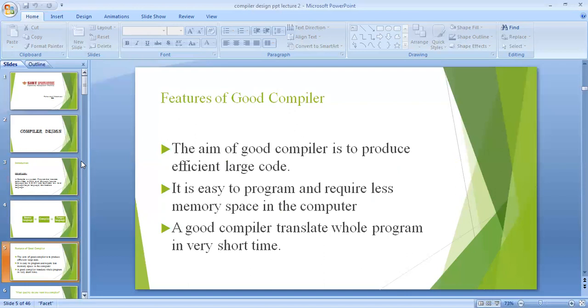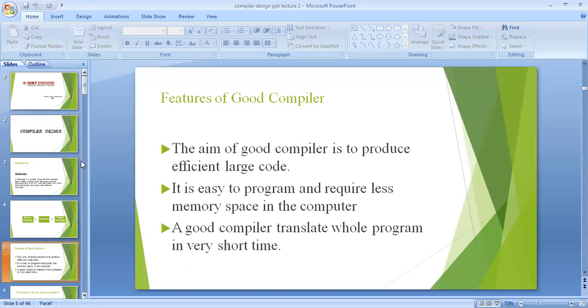Now we will talk about the features of a good compiler. Whenever we use a compiler, we have to keep three things in mind. The aim of a good compiler is to produce efficient code. It is easy to program and requires less memory space in the computer. And third, a good compiler translates the whole program in a very short time. We have to always keep in mind that the work should be efficient: complete in less time and take less memory. So we will always keep these three things in mind.